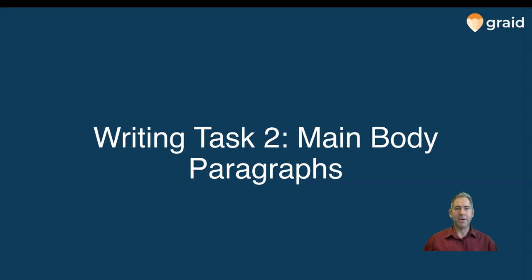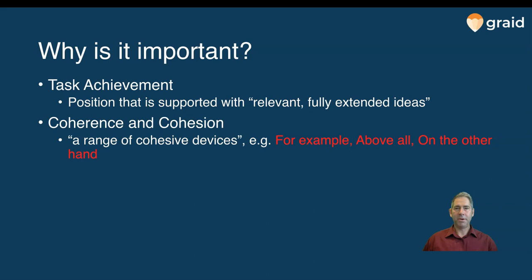Okay, in this video, we're going to look more closely at the main body paragraphs for the essay on IELTS Writing Task 2. Why is this important? Again, this is about task achievement. You need to have a clear position throughout your essay, but that position needs to be fully supported with plenty of ideas and details to support those ideas. This also relates to coherence and cohesion.